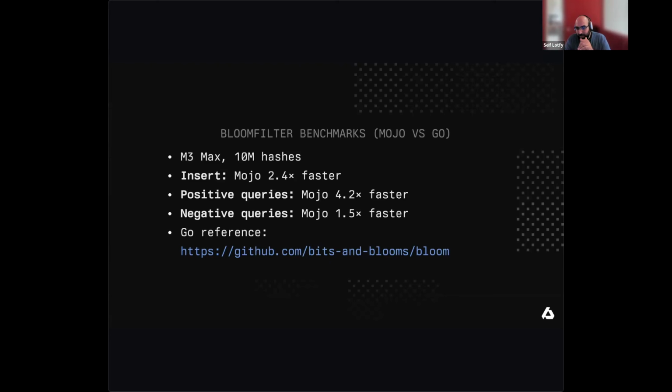The positive queries, where something is found, were 4.5 times faster, or 4.2 times faster. For negative queries, something that is not there, I was able to execute 1.5 times faster, which makes sense, because the moment you see a 0, you don't have to continue your calculations. That was the big surprise: we wrote something in Mojo that's actually faster than what we already have in Go. That was the first wake-up call for us.